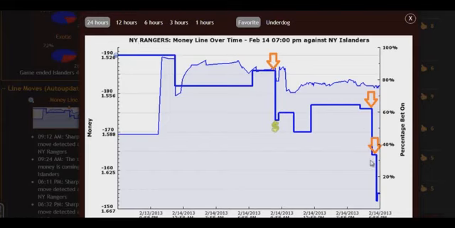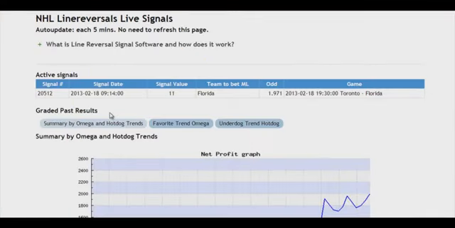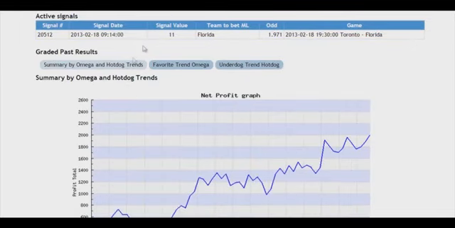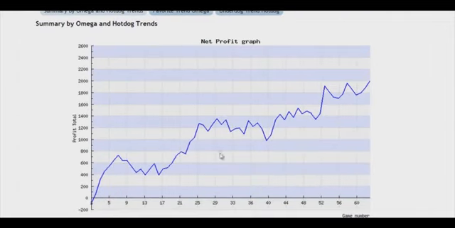In conclusion, I'd like to say that Zcode VIP members get a special additional tool which produces automatic signals in real-time mode. The arrows that I showed you earlier generate bets. According to these arrows, the system makes a bet. Now in this case, we can see that the NHL season has just begun, but the Line Reversals system has already made a profit of $2,000.